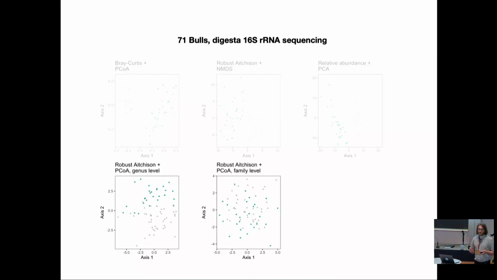Critically, we also tried summarizing the abundances on the genus or family level. There still is some indication of the clusters on the genus level, but it disappears on the family level. A possible biological factor, depending on the taxonomic finer details.